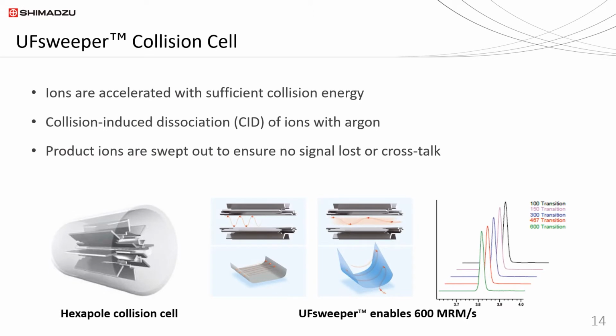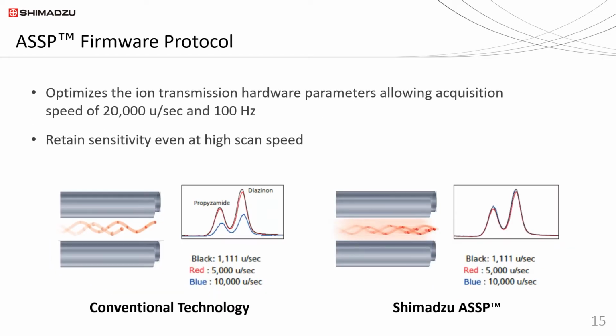The UF sweeper collision cell accelerates ions at very high energy to ensure that no signal loss or crosstalk happens in the analysis. It easily enables the analysis of 600 MRM transitions within a second without losing sensitivity. With the ASSP firmware protocol, scan speed of up to 20,000 Dalton per second can be achieved with Shimadzu GCMS.